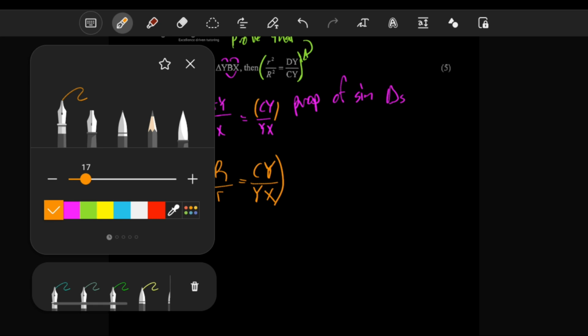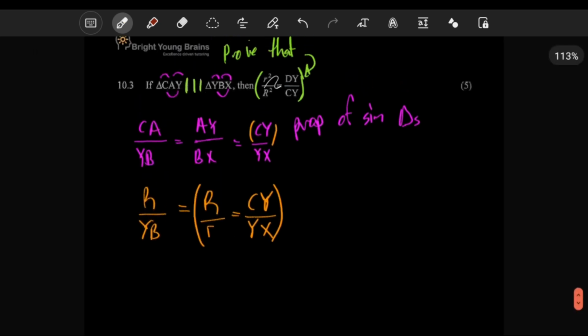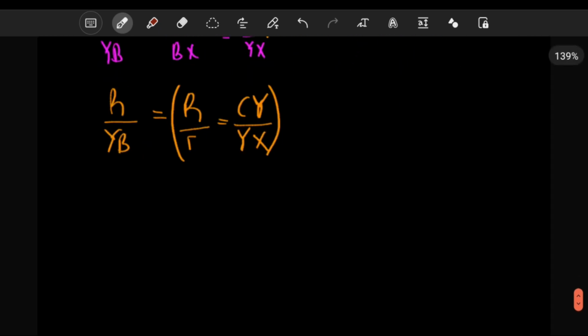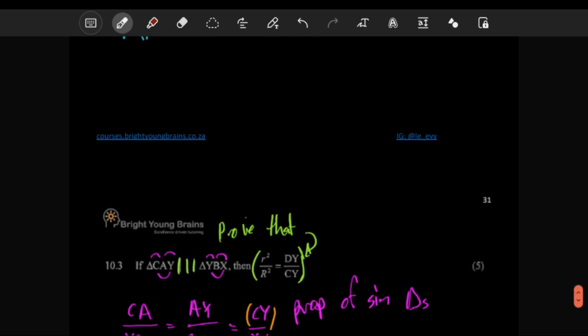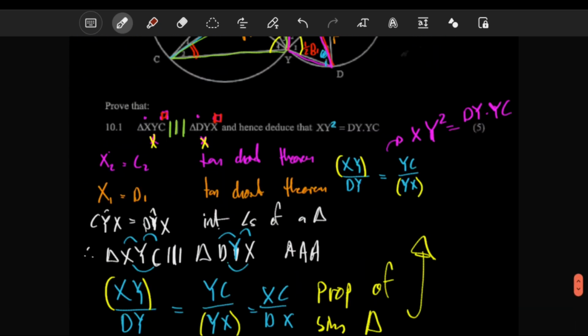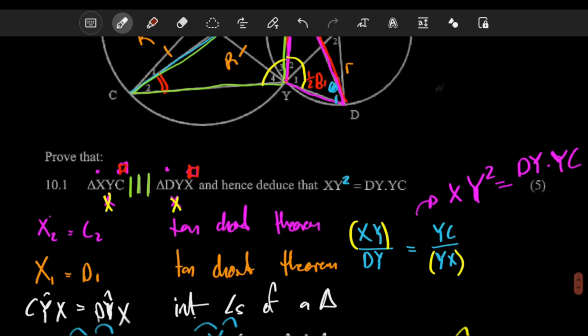So let's just take that expression and use it. There's something squared and something squared there. So let's do that. R over small r, we know this is equal to cy over yx. Where is yx? I think that's where our dy is going to come from. Yx is this long line here, and dy is a part of it.